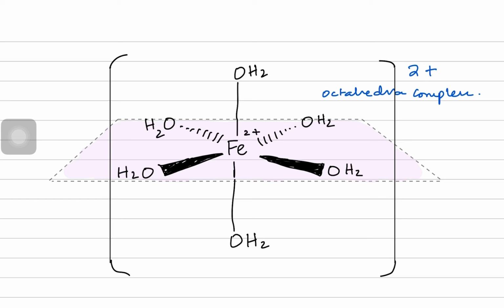I will put square brackets around this entire complex and I will write a +2 charge because water never had a charge on it, but iron was a +2 ion. So due to the metal ion, the overall complex is still +2.